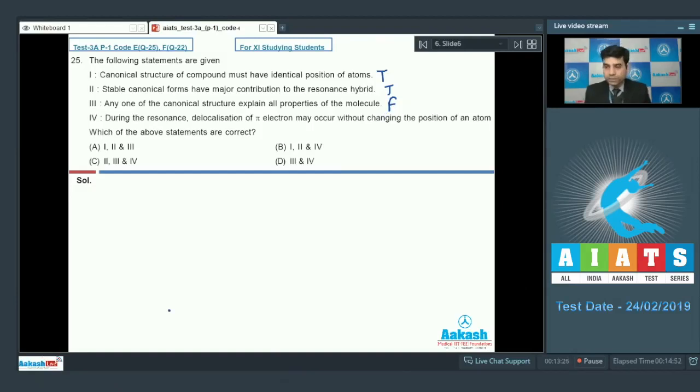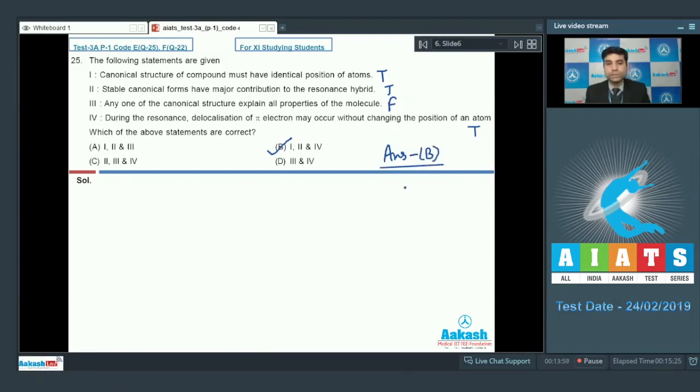If I talk about the fourth statement, it says during the resonance, delocalization of pi electron may occur without changing the position of an atom. This is a true statement because in resonance, delocalization of pi electron takes place while the position of sigma electrons as well as the atoms remain the same. So this is a true statement. So out of the given statements, we can see the 1st, 2nd and 4th statements are correct. Hence, the correct answer for this question is option B.